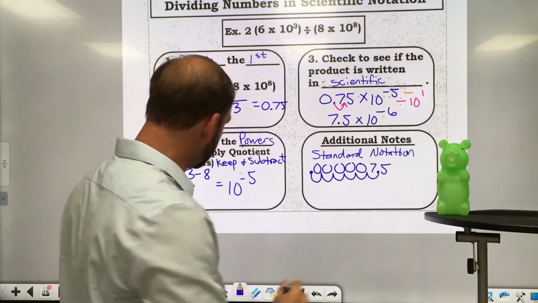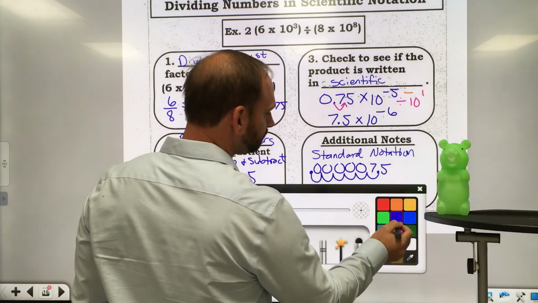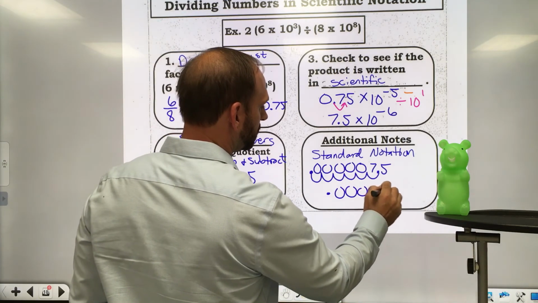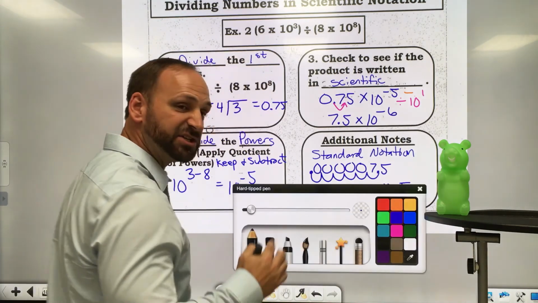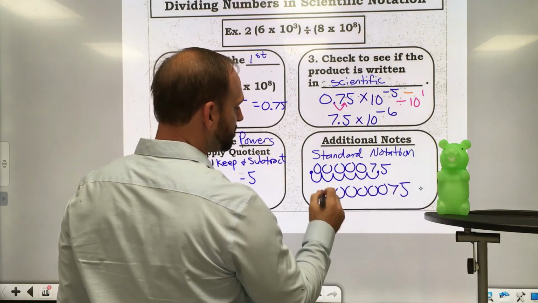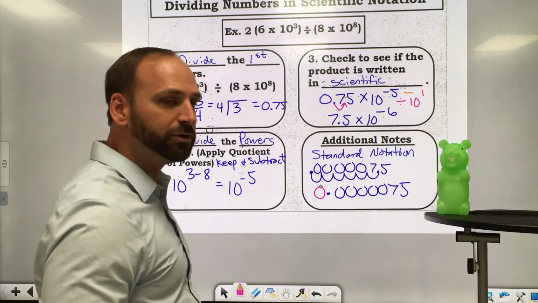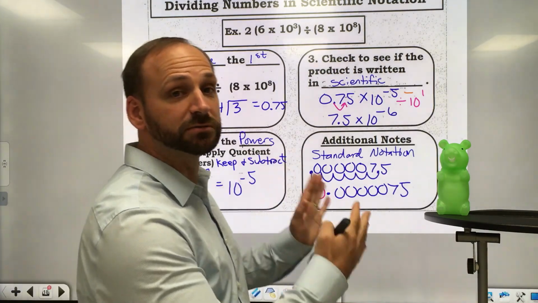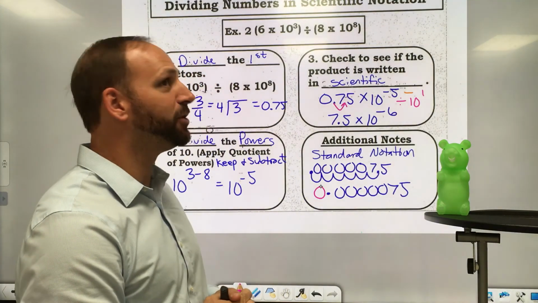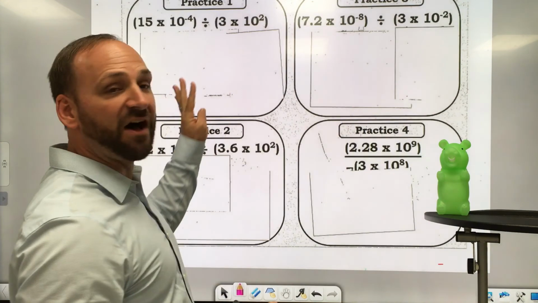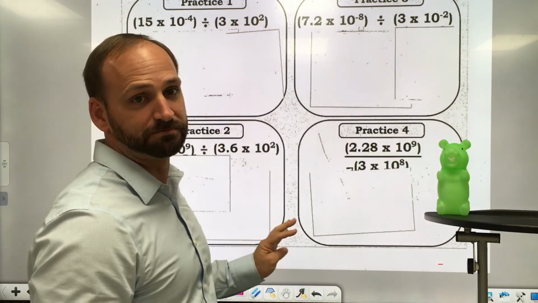Also, a reminder. Well, I'm going to write this first. So here's our number. It is proper when writing a decimal to make sure you have a 0 to the left of that decimal place. So we would read this as 0.000075.